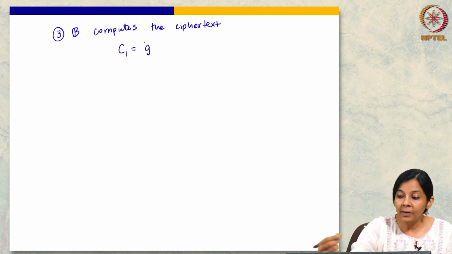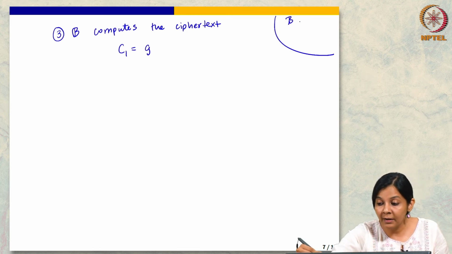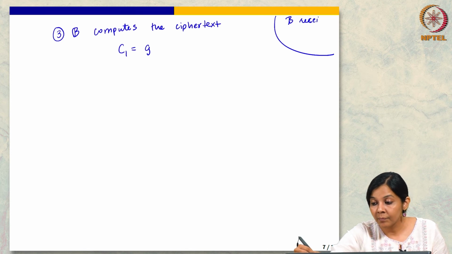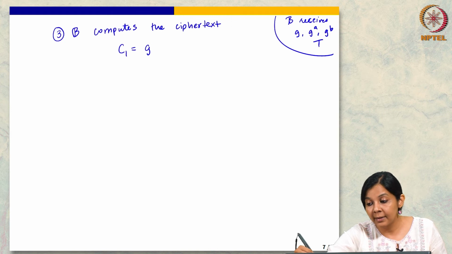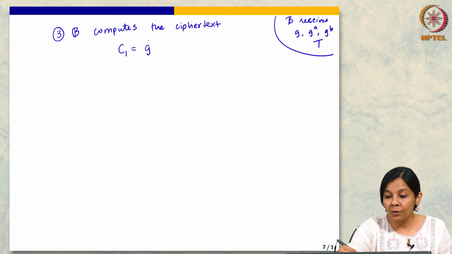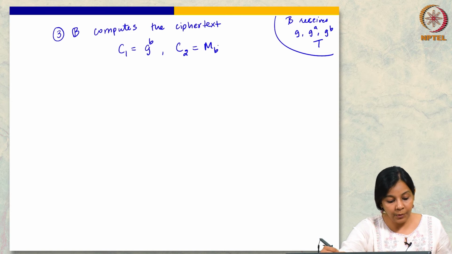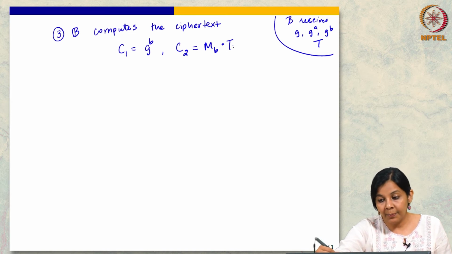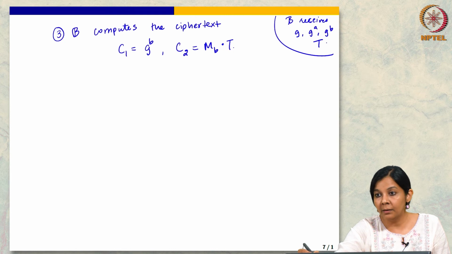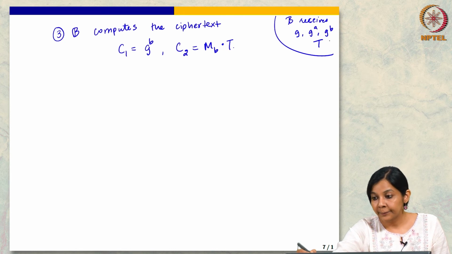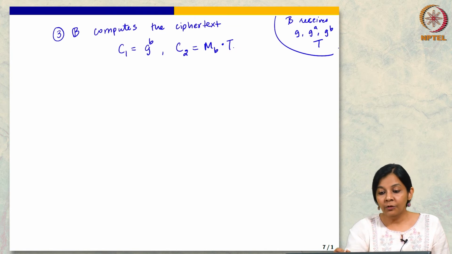So, remember that B receives G to the A, G to the B and T, right. So, now it is going to use the G to the B part as C1, okay, and for C2 it will choose a random bit B and compute MB and multiply this with the T, the third thing that it received. I mean the fourth if you count G. Okay, so it computes this.